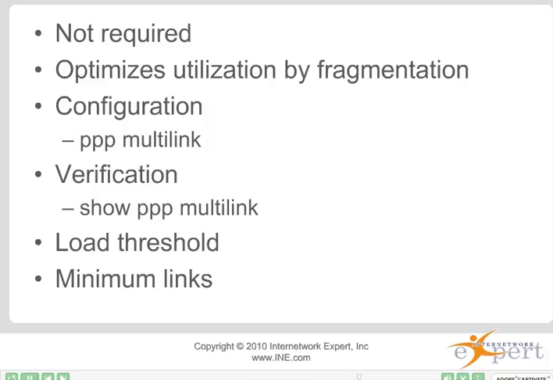Verification, show PPP multi-link. Some of the miscellaneous types of items you can configure for multi-link have load threshold, being able to determine when an additional link is going to be brought up, and also have the minimum links option, being able to specify if I had, say, 3 or 4 links. If I want to say I want to have a minimum of 2 of those for my connection, you can set a minimum level for the number of links used.